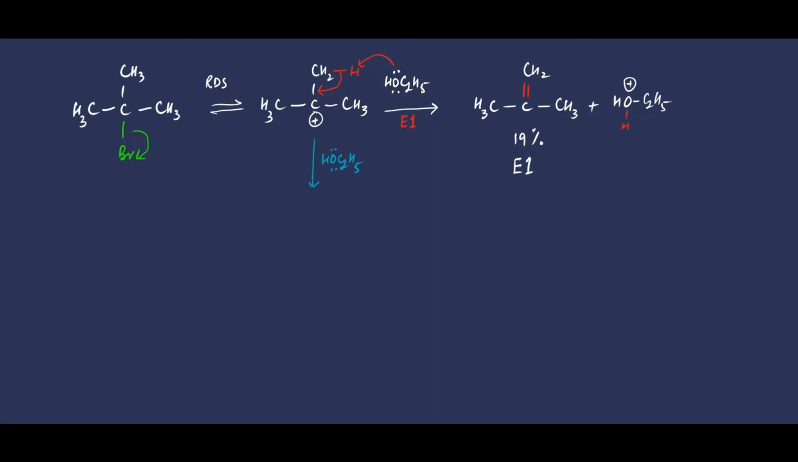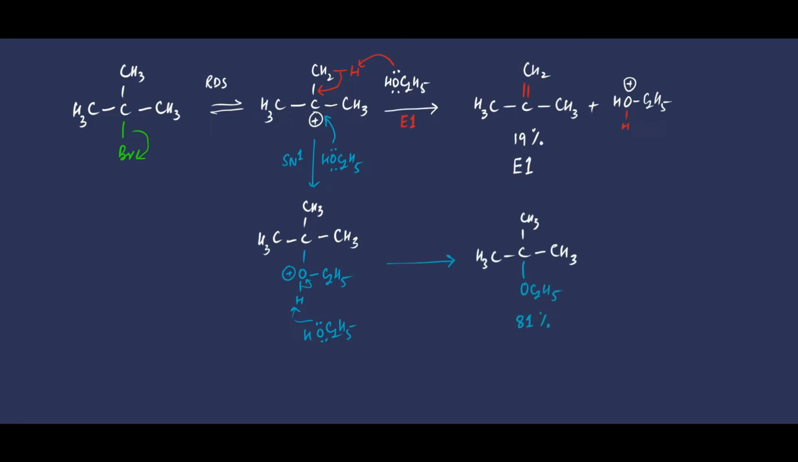The other possibility is that the weak base ethanol acts as a nucleophile and attacks the positively charged carbocation to form this positively charged substitution product, which is deprotonated by another ethanol molecule. We get this substitution product, which makes 81% of the mixture. This is of course by SN1.